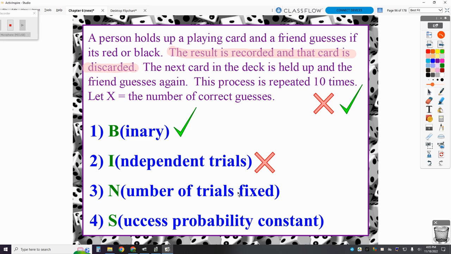Are there a fixed number of trials? Yes, we're only doing this with 10 cards. Is the success probability the same? And again, this is where it's really connected with the independent trials. Once the first card is known to be red or black, well then the next card will not have the same probability of being red, right? If the first card was red, now there's fewer red cards in the deck, so it's less likely the next card would also be red. So the probability of success is not constant. So again, overall, this situation is not a binomial distribution type of problem.